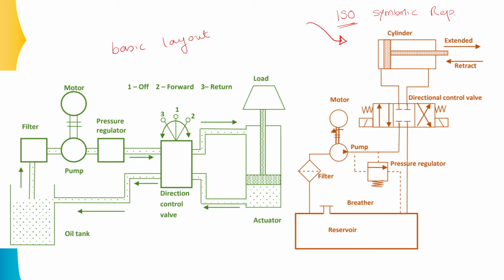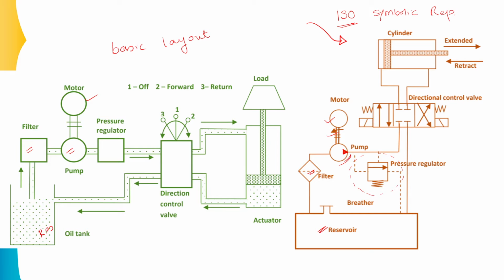We are having the oil tank over here, this is the reservoir. Then after we are having the filter, this is the symbol of the filter, and a pump, this is the symbol of the pump, as you can see the arrow over here which is indicating the direction of the flow. Then after we are having the symbol of the motor, and the pressure regulator, this is the complete symbol of the pressure regulator.